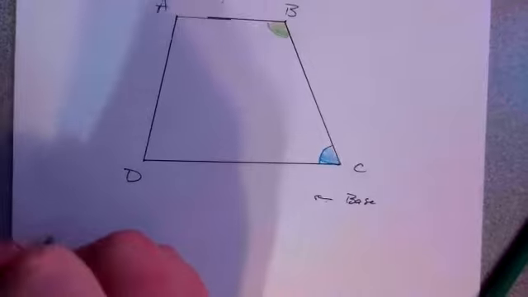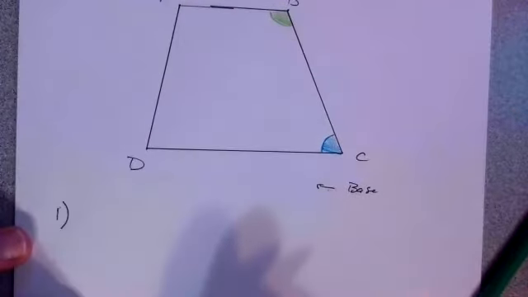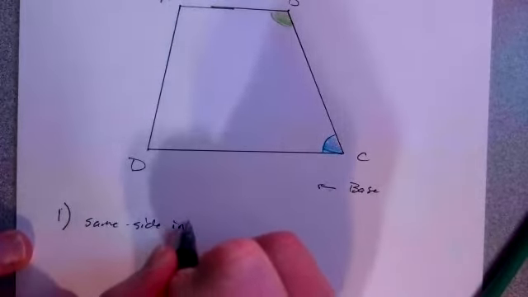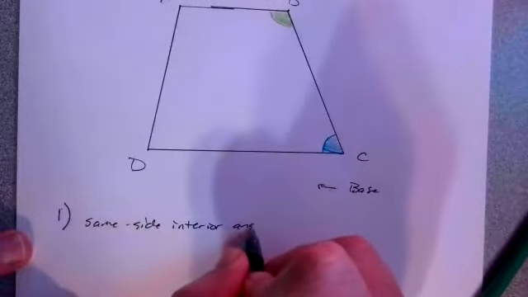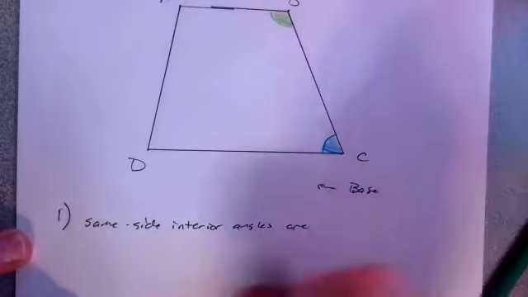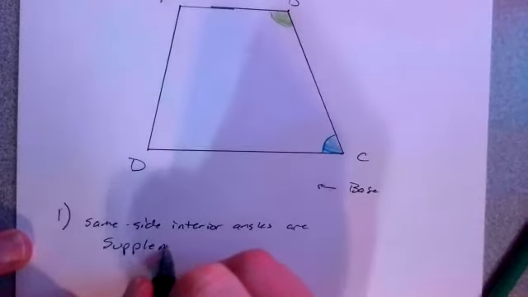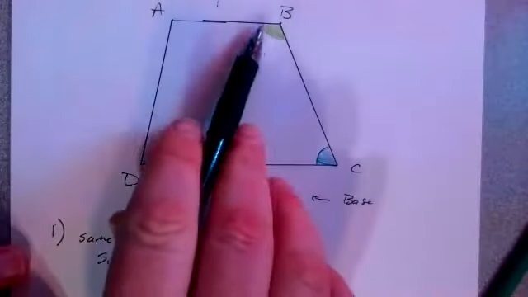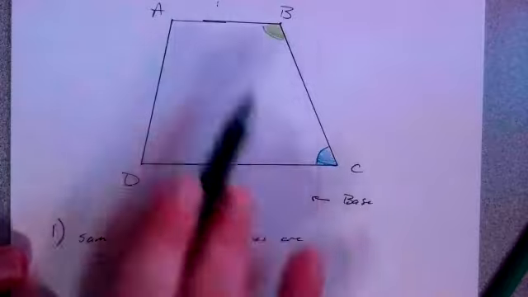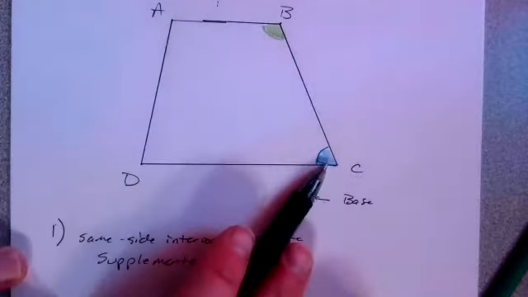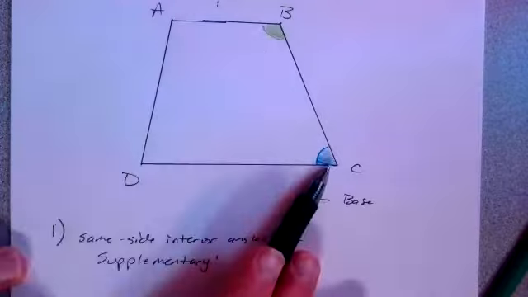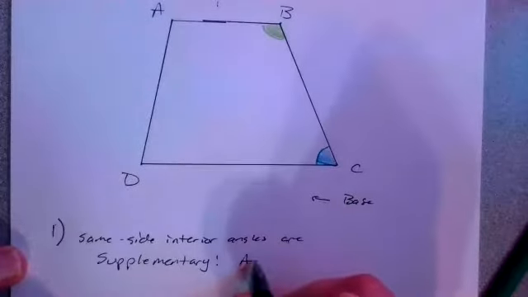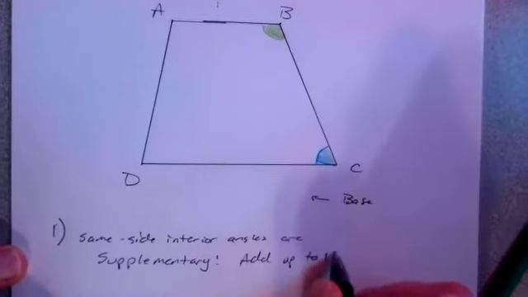So the first big property is that the same side interior angles are supplementary. All right, so they're not on the same base. Remind you that they're not on the same base. So opposite bases, but on the same side. Okay, those are going to be supplementary. This one plus this one is going to add up to 180, meaning they add up to 180.